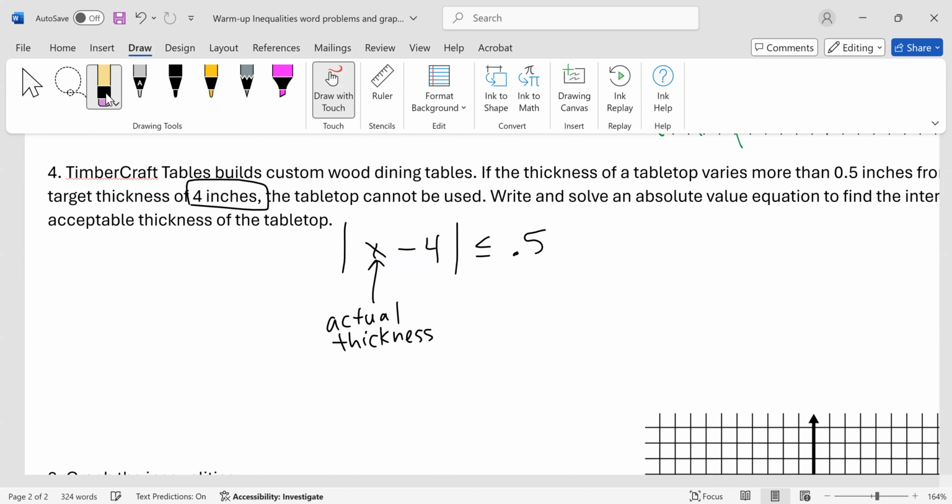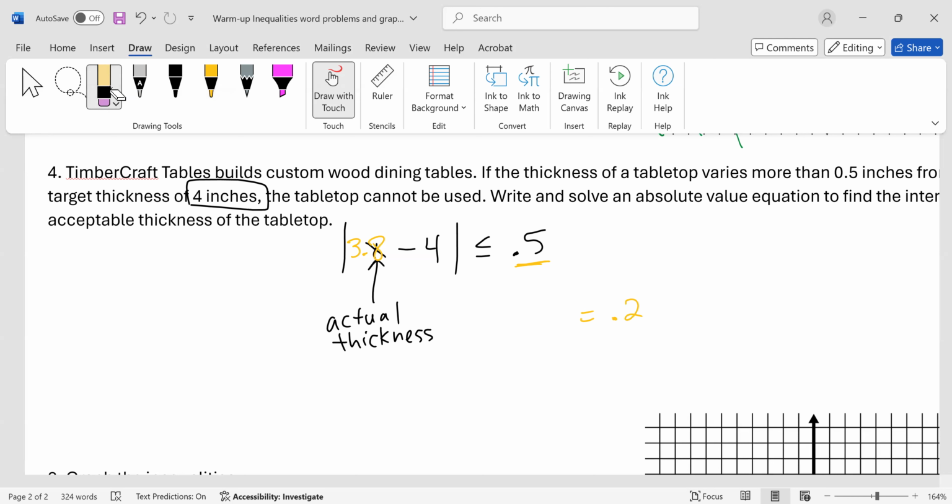Now, guys, let's go below 4. What if it's 3.8 inches thick? How much is it off? 0.2. Is that within 0.5? Okay, so it's a little bit thinner than we would want it, but it's not too thin, is what it's saying. Does that make sense? Because 3.8 minus 4 is negative 0.2, but the absolute value of that is a positive 0.2, and that's within half of an inch. Does that make sense, guys? Okay, so this should be your inequality.